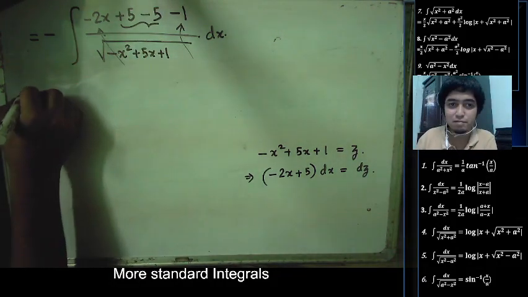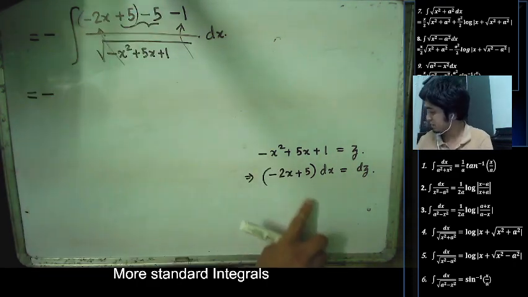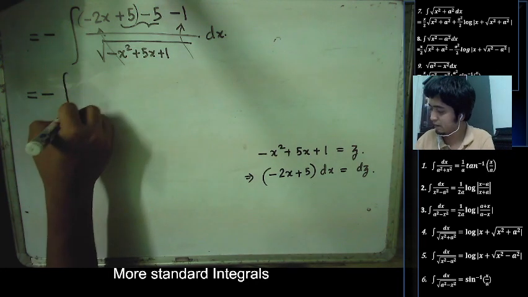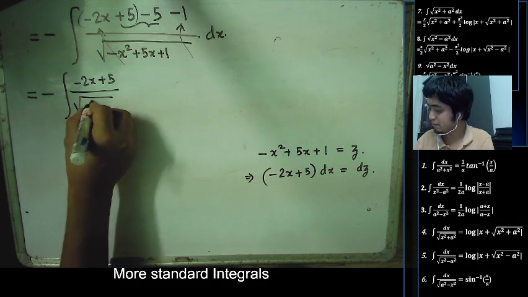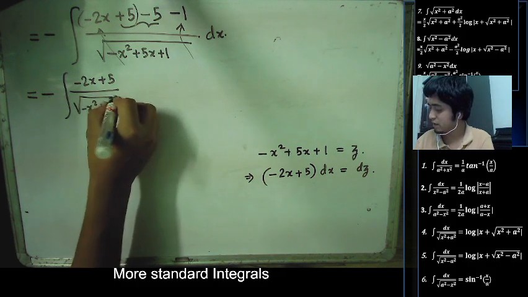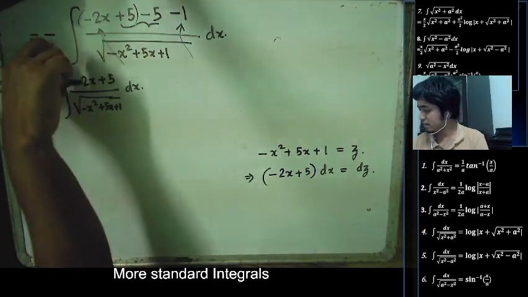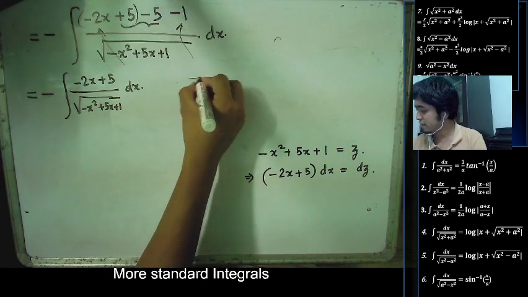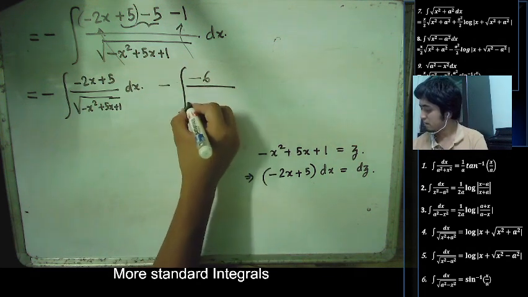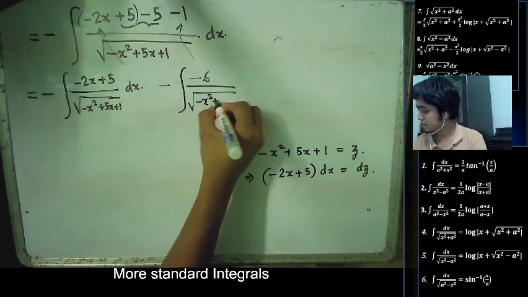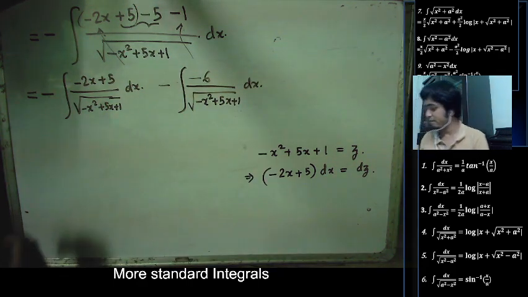Now, what actually do we do? I will group this one together, because I need it: minus 2x plus 5 upon root minus x squared plus 5x plus 1 dx. And the remaining, I will have minus 5 plus 1, which will give you minus 4, and over here you have a minus in front, so minus x squared plus 5x plus 1 dx. Okay, so this is what we are having.